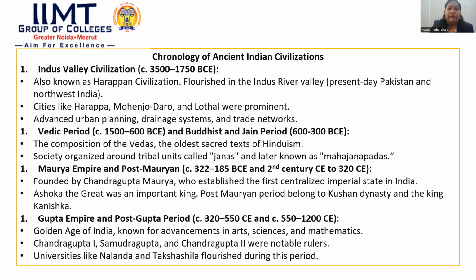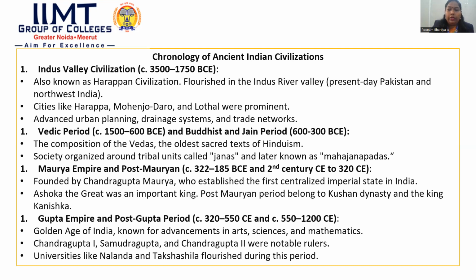And after Indus Valley civilization, the Vedic period came, and the time period of Vedic period was 1500 to 600 BCE, and it was known for the composition of Veda, the oldest sacred text of Hinduism. And after Vedic period, Mahajanpad period or Buddhist and Jain period came, and the time period was 600 to 300 BCE. It was known as Mahajanpad period in political terms, and Buddhist and Jain period in religious terms.